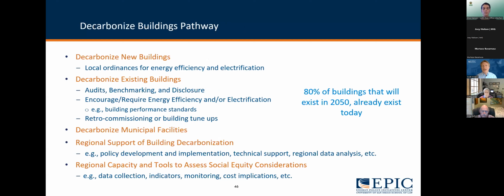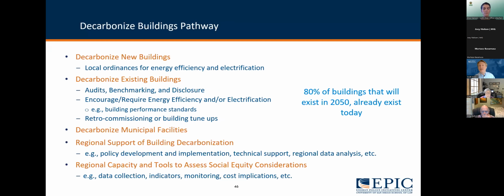So for decarbonizing buildings, there is an opportunity to decarbonize new buildings with local ordinances. We have several in our region, many around the state, and this is something that could be done relatively quickly, though it has a relatively small impact on greenhouse gas emissions. By far the biggest gap, I would say, in our decarbonizing building pathway is decarbonizing existing buildings.